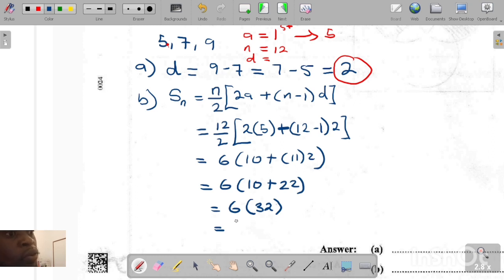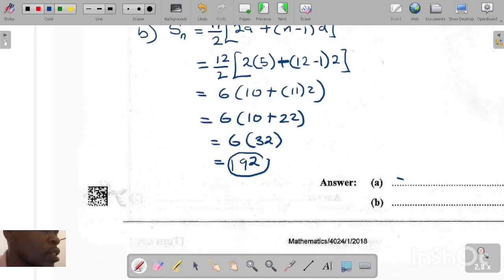Because this is paper 1, you are not allowed to use a calculator. We'll just say 6 times 2 is 12, 6 times 3 is 18, 18 plus 1 is 19. So this is the answer.